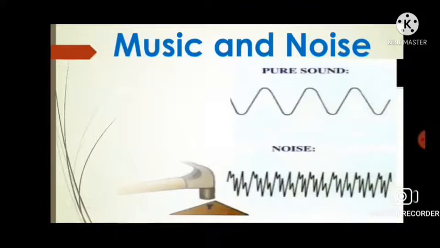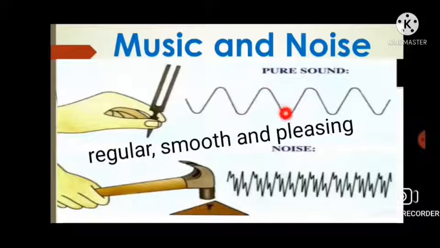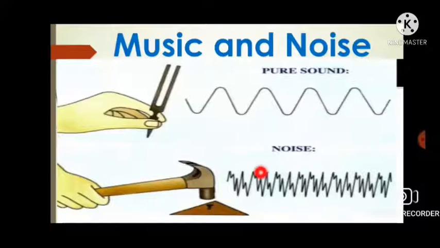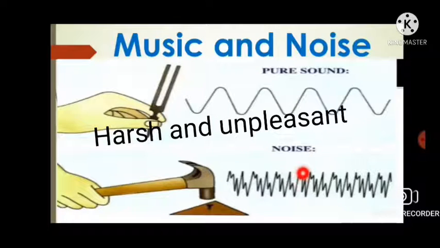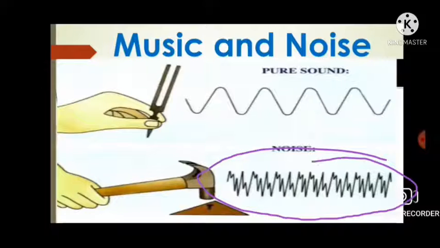Students, our next topic for the day is music and noise. Music is a sound waveform which is regular, smooth and pleasant to our ears, whereas noise is harsh and unpleasant to our ears. Music is produced by vibrations which are periodic. You can see here in the picture, these are periodic vibrations, whereas noise is produced by an irregular succession of disturbances.